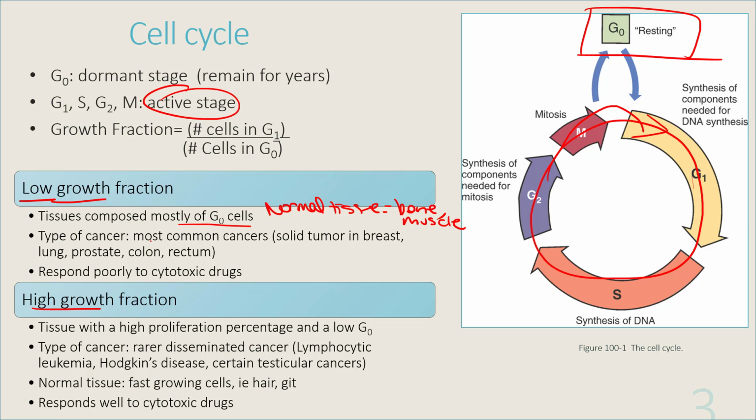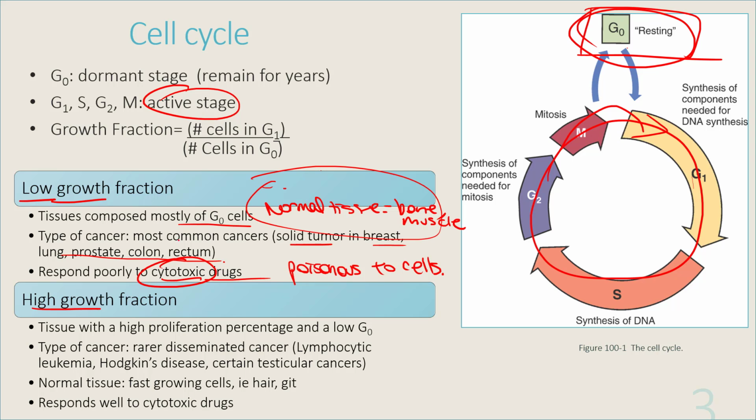And in terms of cancer, the types of cancers in the low growth fraction type are solid tumors. So solid tumors in the breast, lung, prostate, colon, rectum. Now, cells that are in the G0 phase are not very responsive to chemotherapeutic or cytotoxic drugs, right? Because most chemotherapeutic drugs at this stage are cytotoxic. And cyto means poisonous. Cytotoxic means it's poisonous to cells. And so these solid tumors, and a lot of the normal tissues, are in the low growth fraction stage.